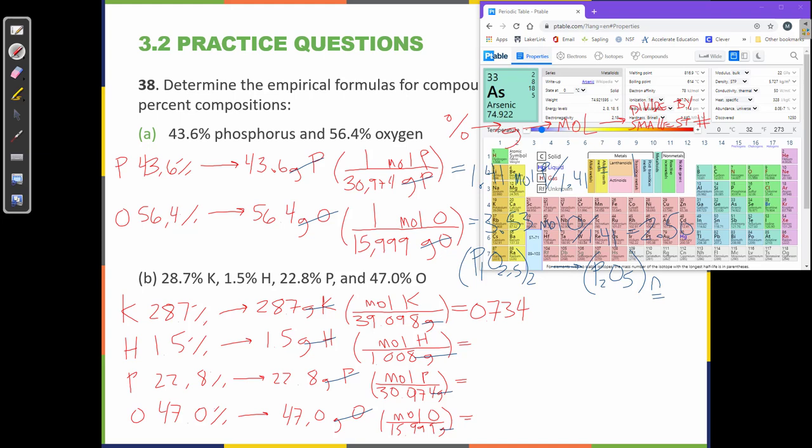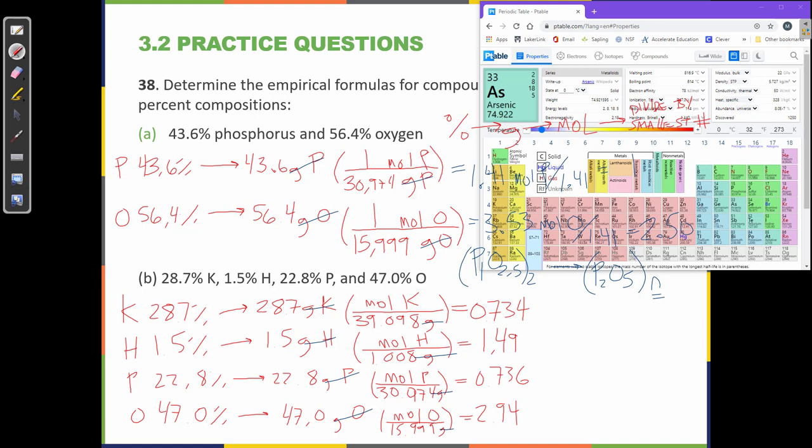1.5 divided by 1.008 is 1.49. 22.8 divided by 30.074. Oh, that wasn't right. 22.8 divided by 30.974 is 0.3736. 47 divided by 15.999 is 2.94.